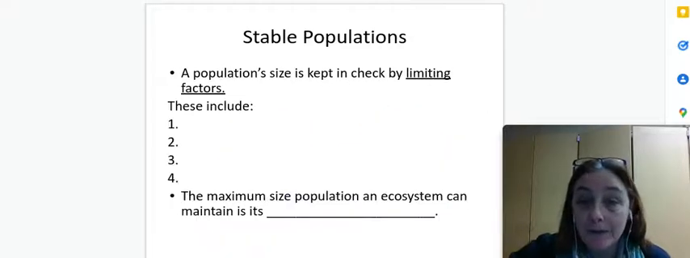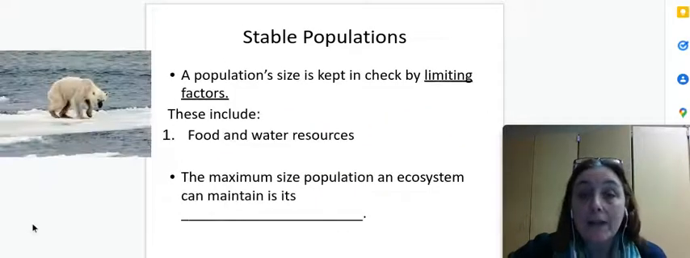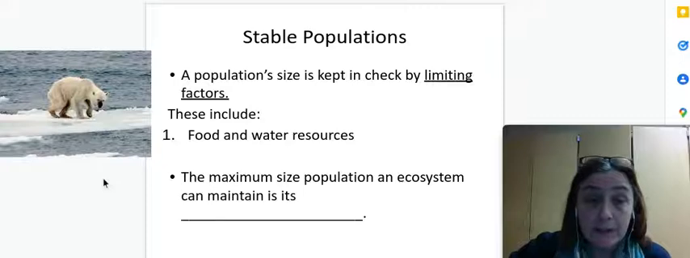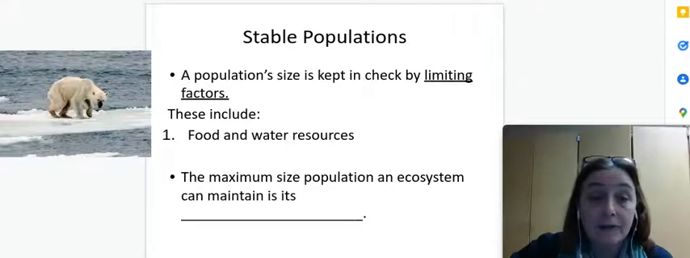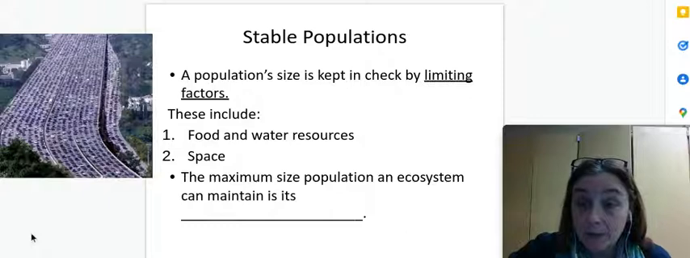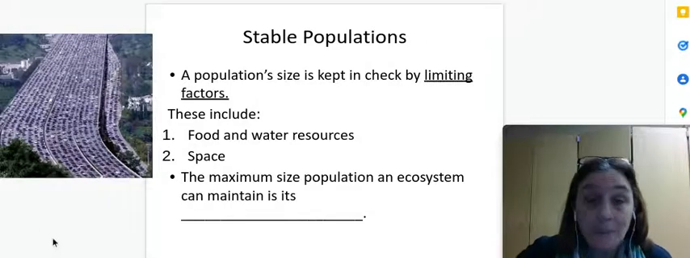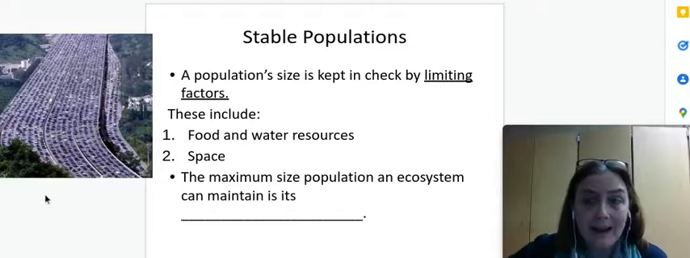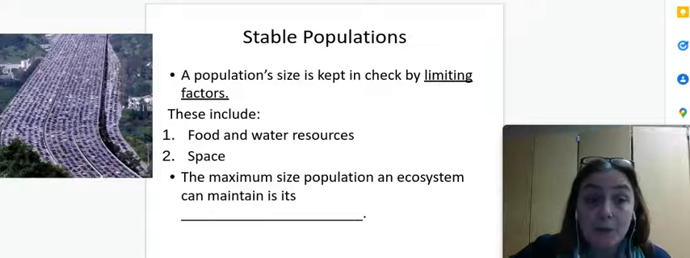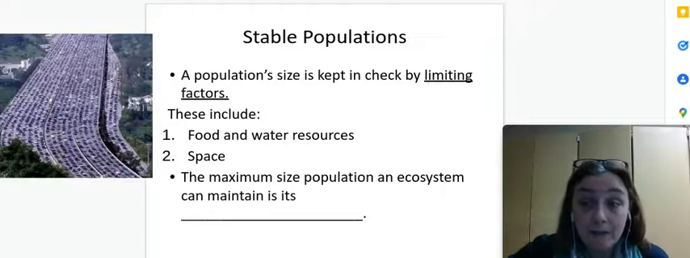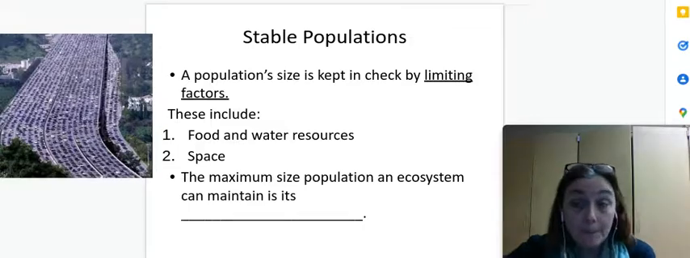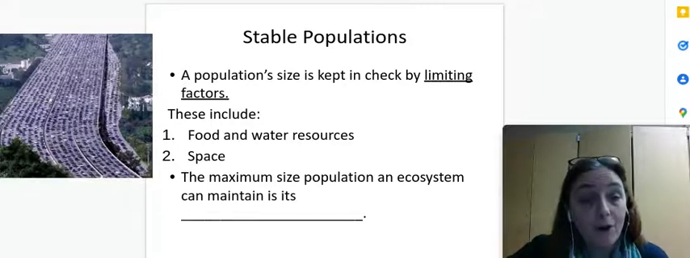So what are the limiting factors in general? We have food and resources. Here you can see a polar bear that has very limited resources. We have space, as I was showing you with the fish in the fishbowl. Look at these people. This is, I think, a highway outside of LA, packed, not enough space for people. It's a limiting factor, and yes, humans are subject to these limiting factors, just like other organisms. We've kind of pushed beyond them, and we're overpopulated, but they will come calling.